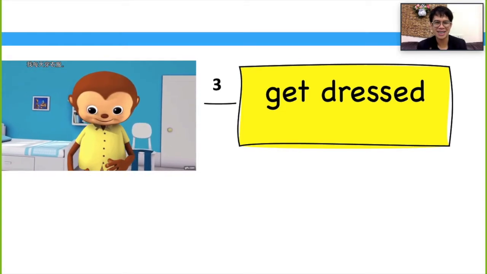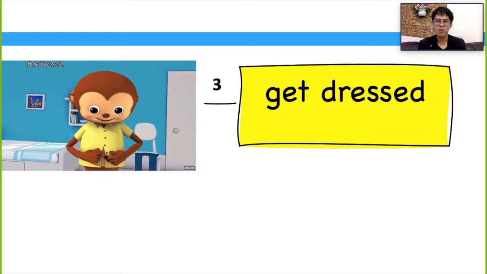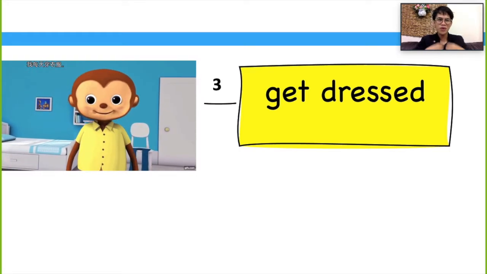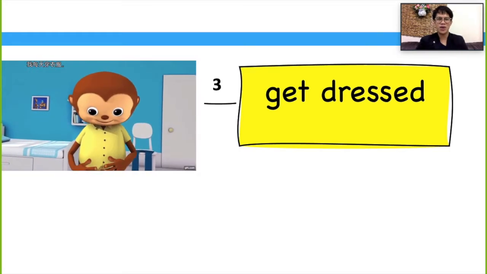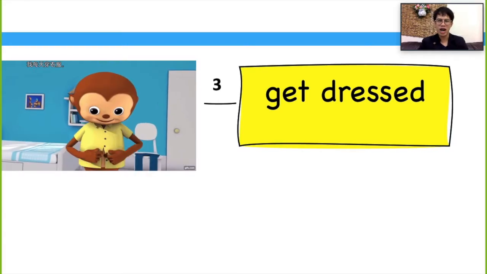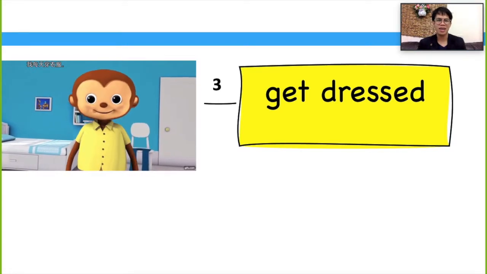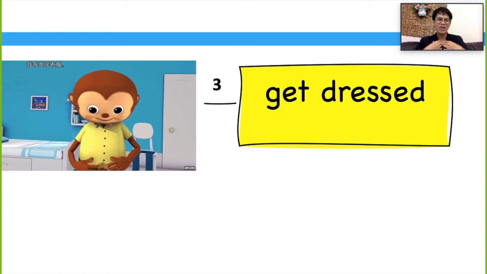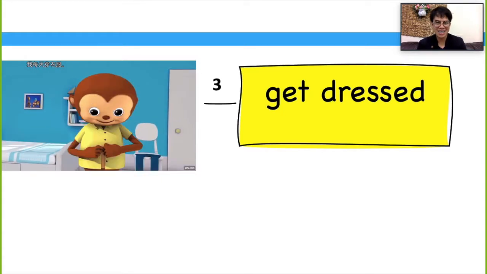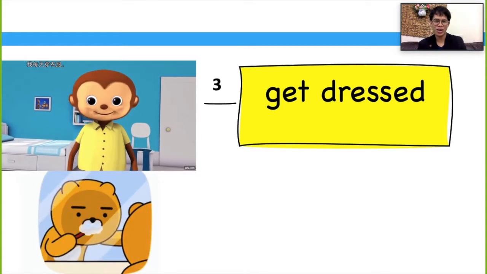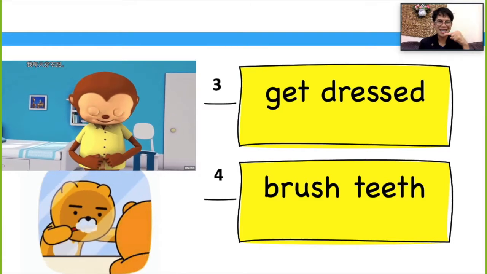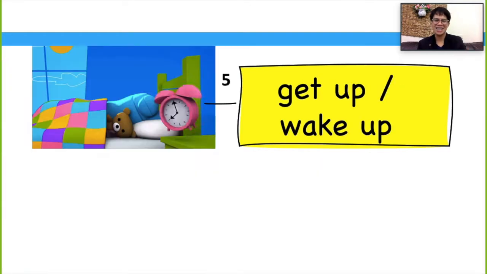Get dressed. Get dressed. When we say get dressed, you wear clothes. You get dressed. For example, after you take a bath, you wear your clothes. It means you get dressed. Number 4, brush teeth. Very easy. Number 5, get up or wake up.